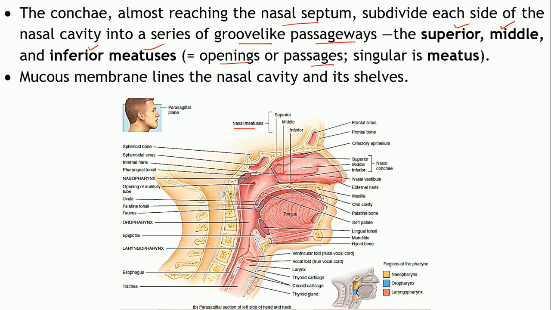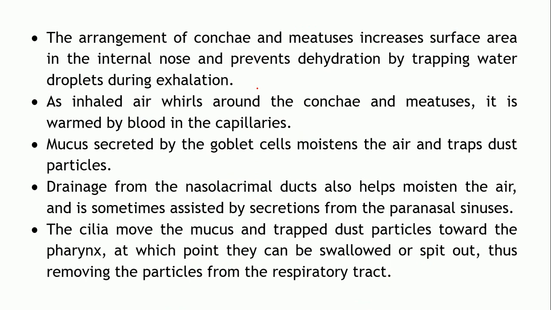Okay, so these structures are lined by the mucous membrane. Even the nasal cavity, along with the conchae, is lined by the mucous membranes. Now, all these arrangements of the conchae are the structures which divide it into different areas or groups called meatuses. So, this particular arrangement increases the surface area.